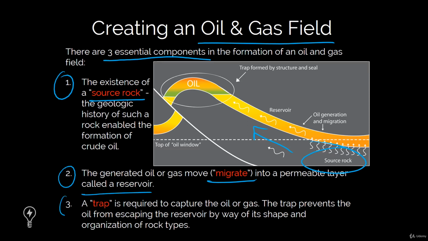And the third essential component is a trap. And a trap is needed to capture the oil and gas. This is sometimes referred to as a caprock or seal, as it traps the oil in the underground reservoirs and prevents them from escaping to the surface.